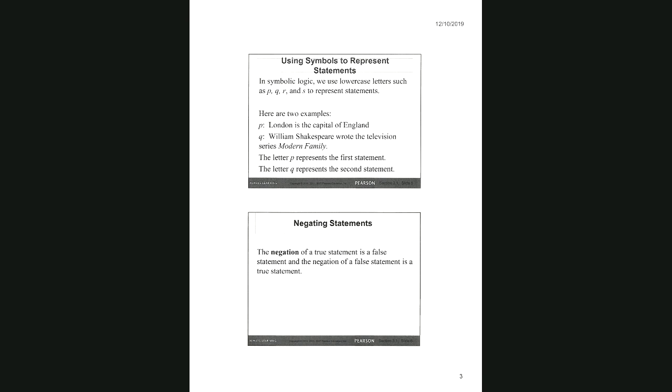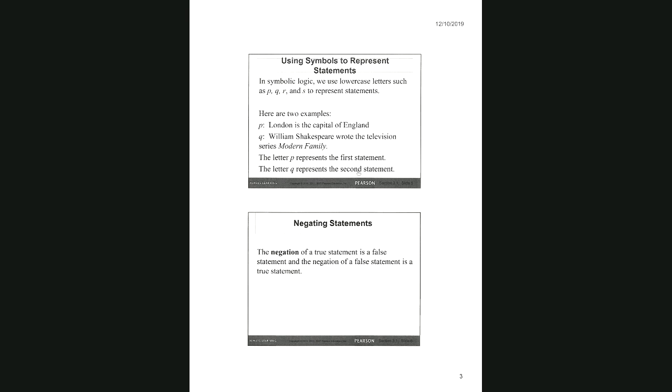Using symbols to represent statements. In symbolic logic, we use lowercase letters such as P, Q, R, and S to represent statements. Here are two examples. London is the capital of England. That could be represented by P. Q can be used to represent the statement William Shakespeare wrote the television series Modern Family. The letter P represents the first statement. The letter Q represents the second statement.